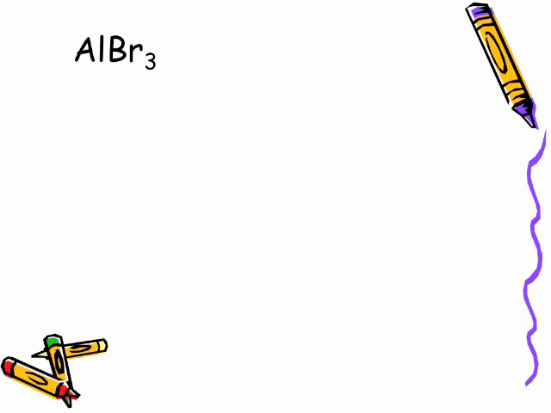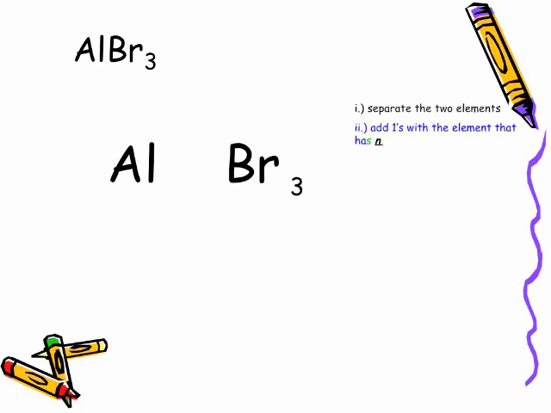Next example, AlBr3. So we know that aluminum is a metal. Br is a non-metal. So separate the two elements, Al and Br3. Next step, we're going to add ones to the element that has no number. Aluminum here has no number, so we're going to put our 1 right there. Okay, next thing, we're going to cross over, but this time from bottom to the top.